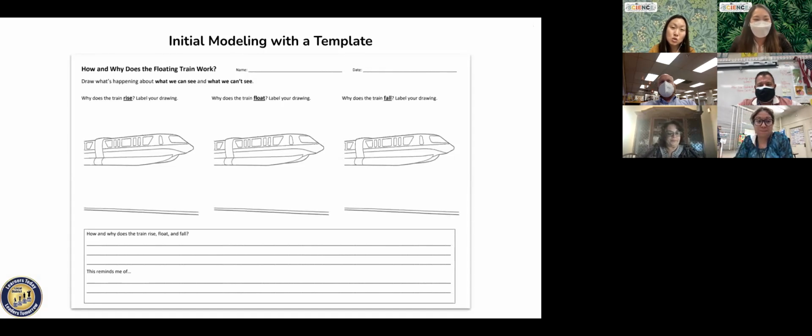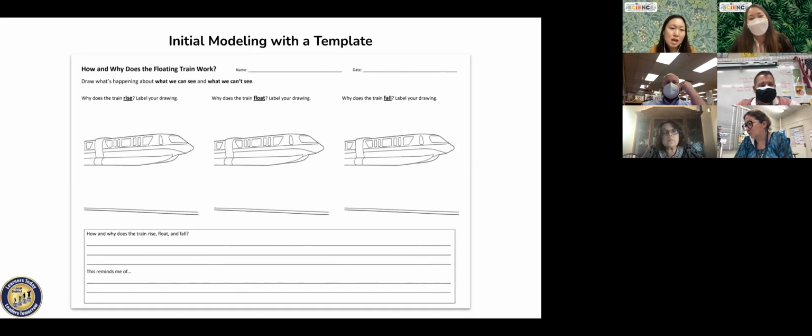So what you just engaged in is what we would invite students to do. We present a phenomenon and we ask them, what do you notice? What do you wonder? But we can also go a step further. Besides just asking them to talk about it or to chat about it, we can give them an opportunity to model. We can invite them to show what they think. So what you're looking at is one type of modeling template.